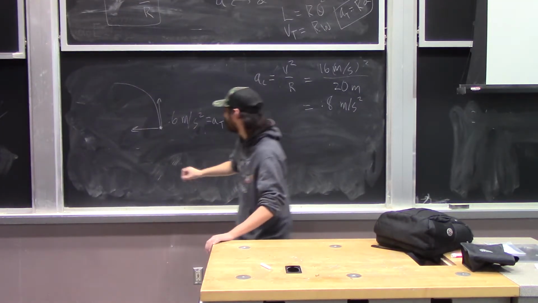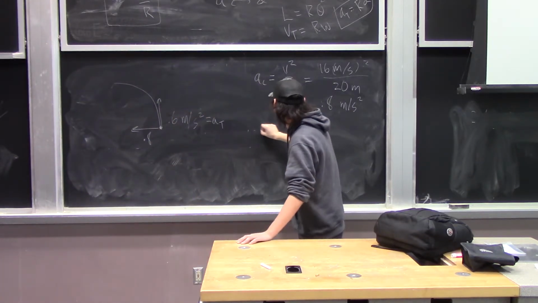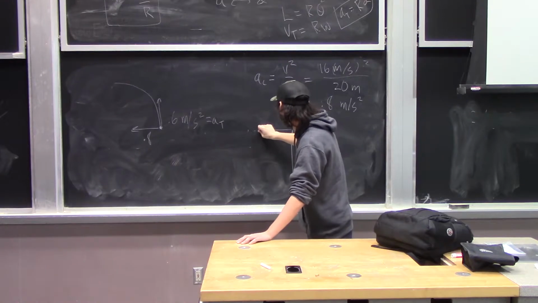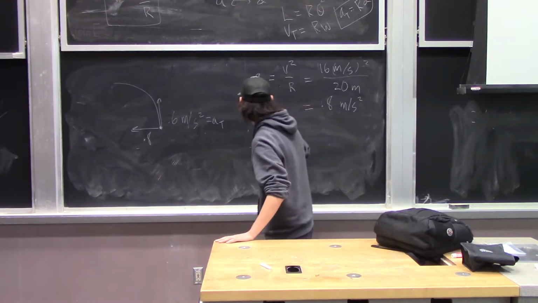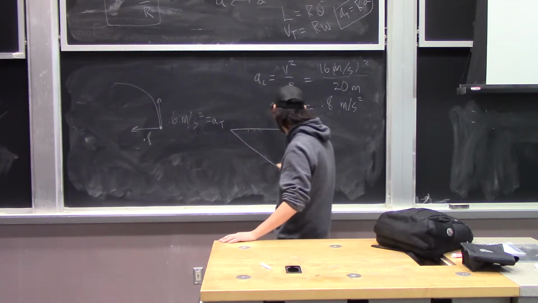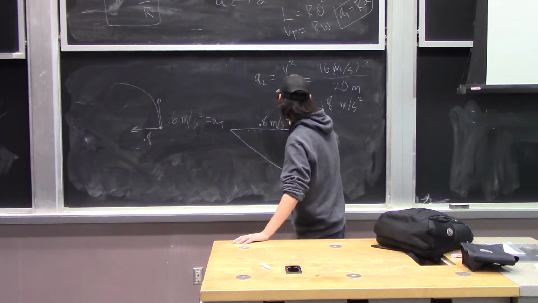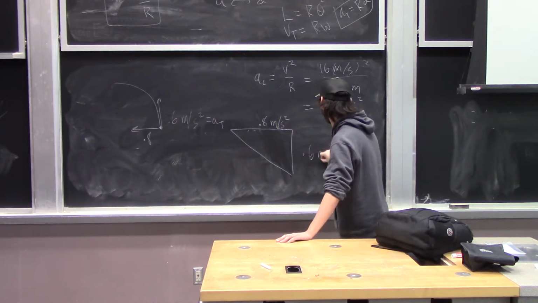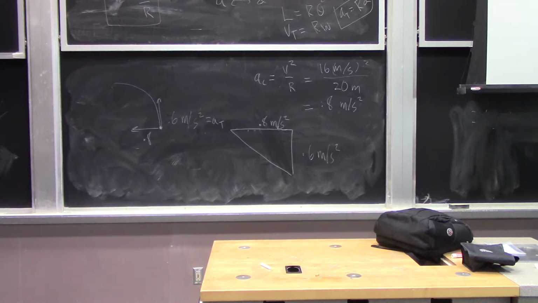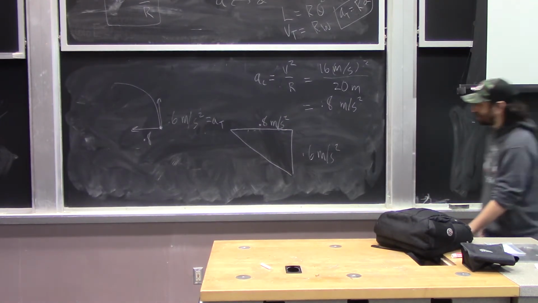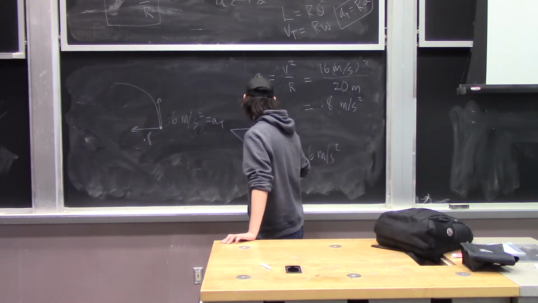Now, if we take these two arrows that I have here, we can form some triangle. Let me draw this a little bit more to scale. So this looks a little bit more like that. Okay, so this is going to be 0.8 meters per second squared. This is going to be 0.6 meters per second squared. And in order to find the total acceleration, we can use the Pythagorean theorem. And this ends up being a very nice number. This is going to be 1 meter per second squared.